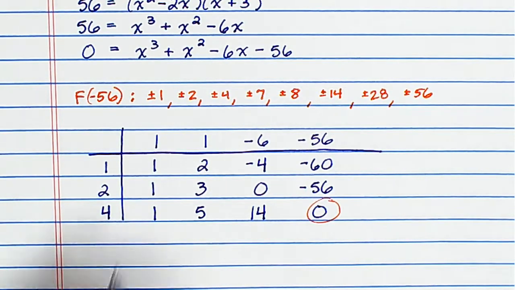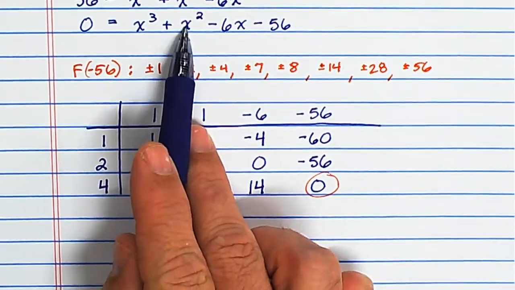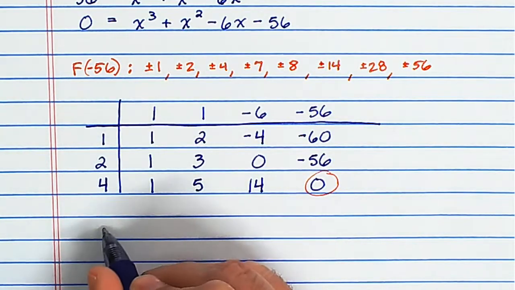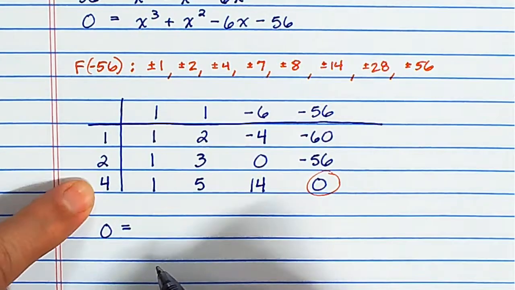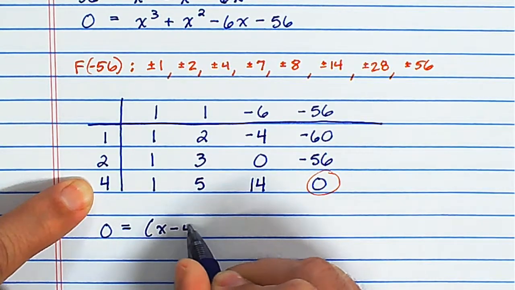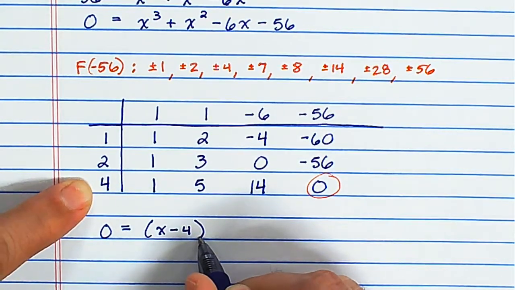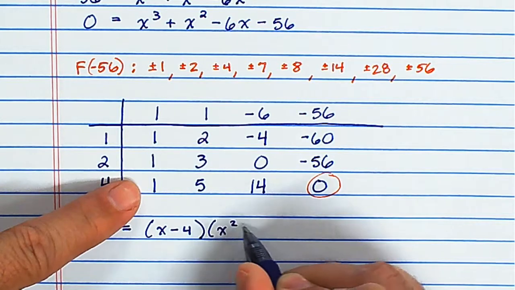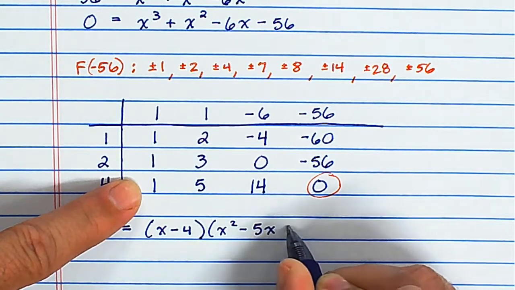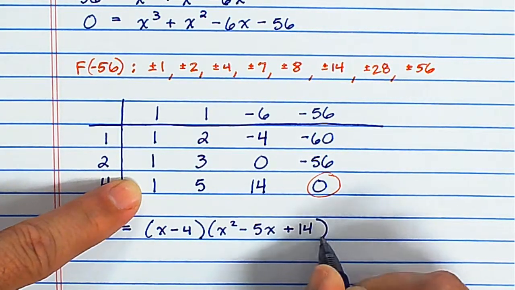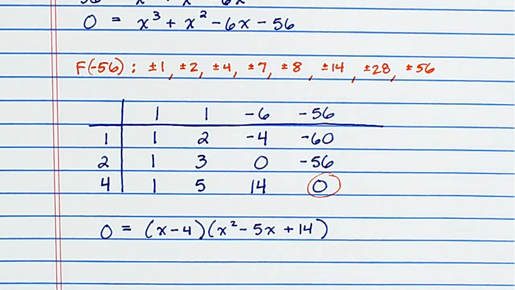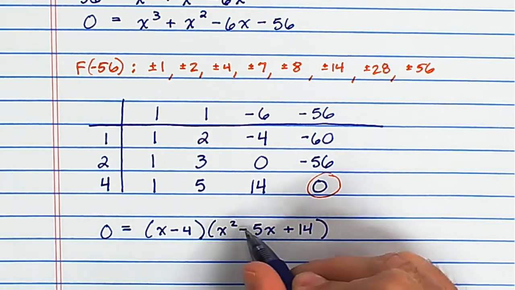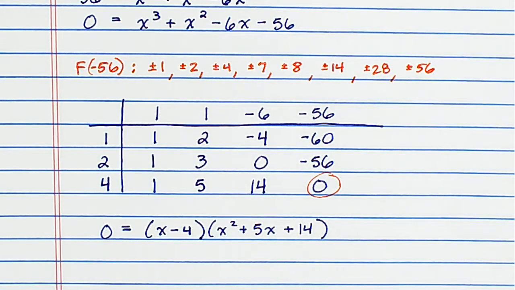So that means that we know right here, this is what my polynomial used to look like. Now it's 0 equals, I got the 4, x minus 4, and then from here, x squared plus 5x plus 14. Great call out.